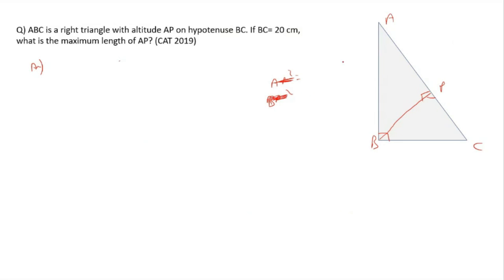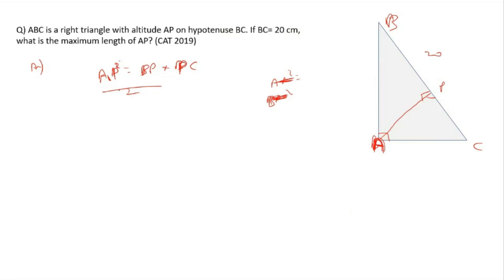Actually, the figure is not named correctly as per the question. ABC is a right triangle with altitude AP. So actually, this should be A, this should be B and this should be C. So we had seen that for a right triangle where the 90-degree shoots the altitude to the side in front, AP square was equal to BP into PC. This we have seen. If BC is equal to 20, so this entire thing is equal to 20.